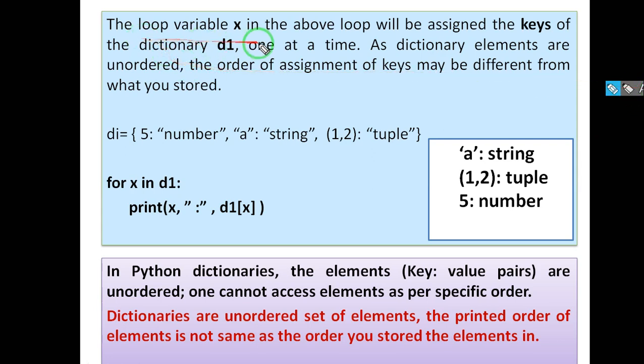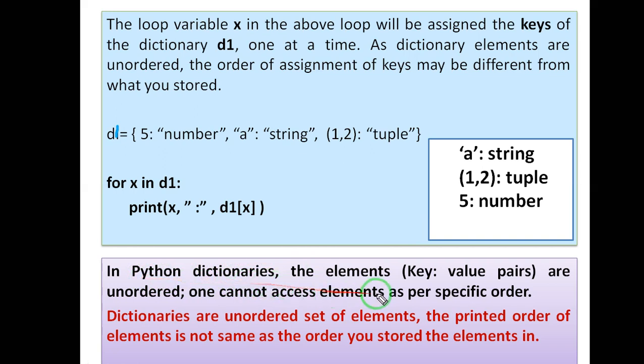So the loop variable x in the above loop will be assigned the keys of the dictionary d1, one at a time. Only the first key will come, then the next key, then the next key, one key at a time. As dictionary elements are unordered, as I have already told you, the order of assignment of the keys may be different from what you stored. It means it is not necessary that the output will be in the same order you wrote it. A can come first, 5 can come at the end, right?